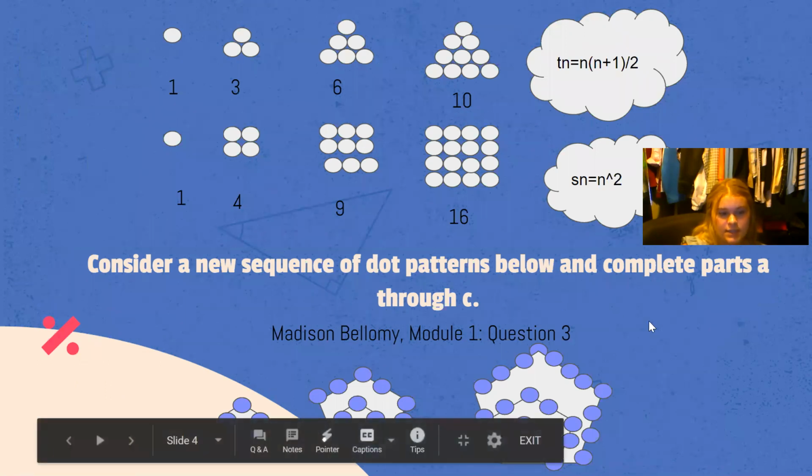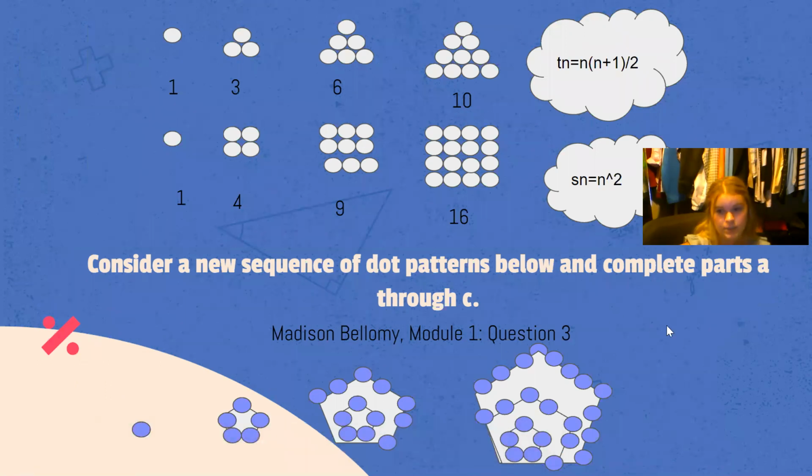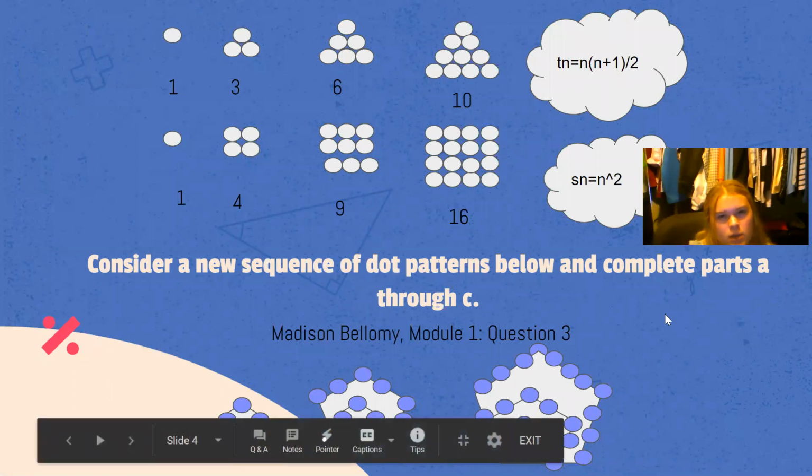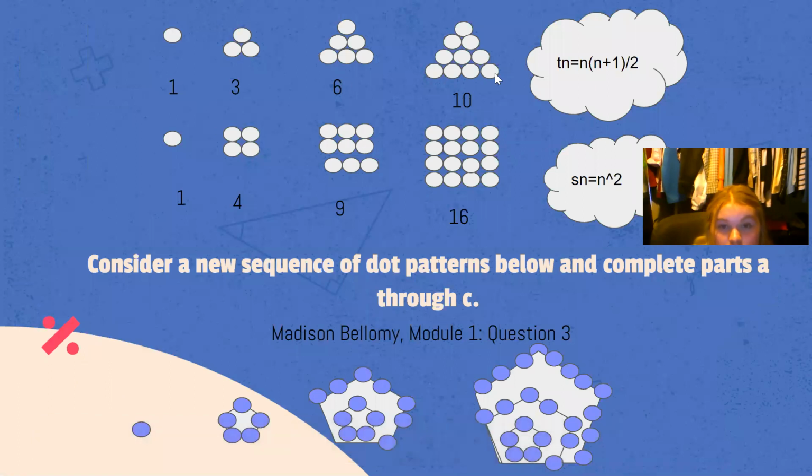Okay. So, question 3 says, consider a new sequence of dot patterns below and complete parts A through C. So up top, they're just giving us some examples. This is a triangular pattern at the top, so it's giving us the formula in that little cloud for the triangular number, which is the amount of dots that make up the triangle. So it's giving us the formula for that.